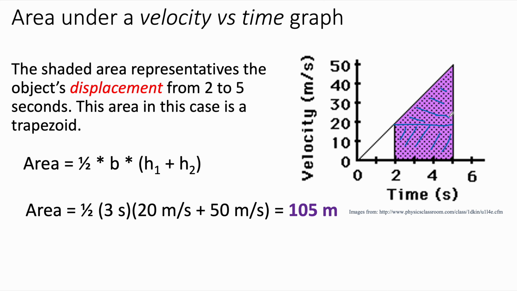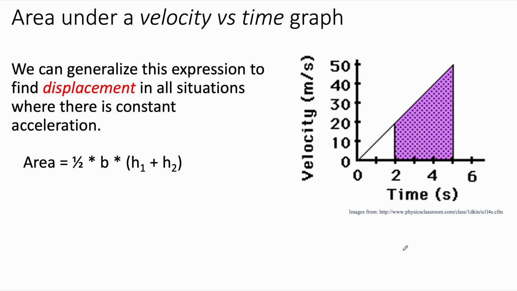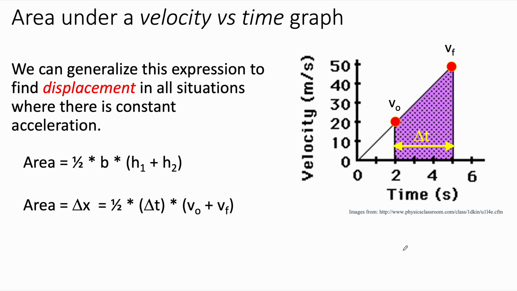Just plugging in our numbers, our base is 3 seconds wide, from 2 to 5 seconds. That's 3 seconds wide. First height is 20 meters right here. Second height is 50 meters here. Plugging in those for these two numbers. Turns out again, seconds will cancel, and we get our displacement is 105. And now here's where it gets a little exciting. Don't worry too much.